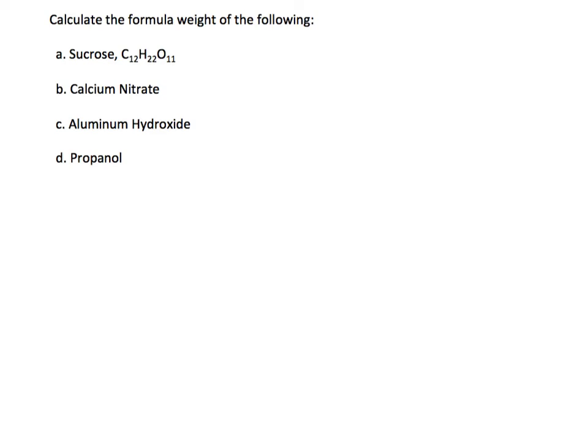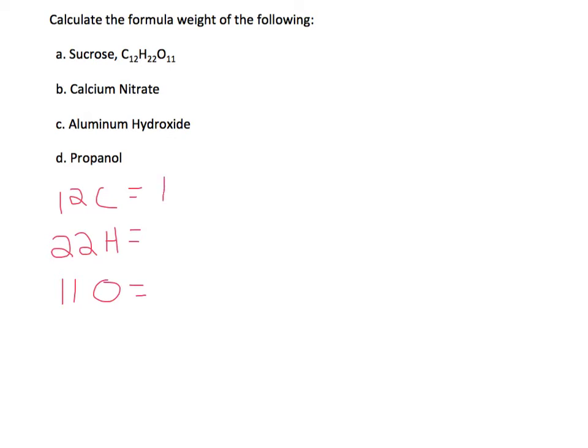This is problem 3.5. Calculate the formula weight of the following compounds. The first one is sucrose, which gives us the molecular formula C12H22O11. If we break this down, we have 12 carbons, 22 hydrogens, and 11 oxygens. For each one of those, we can calculate the total atomic weight of each one.